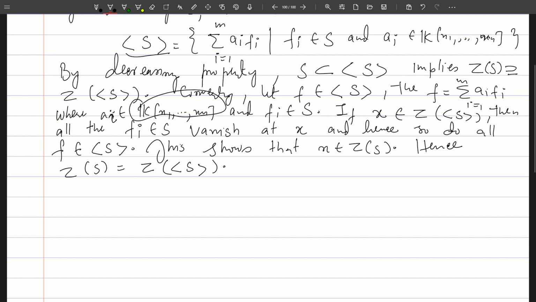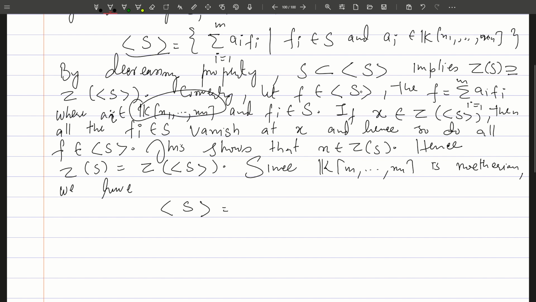So since the polynomial ring is Noetherian, we have the ideal generated by S is actually the ideal generated by finitely many elements in the polynomial ring, say f1 through fr.